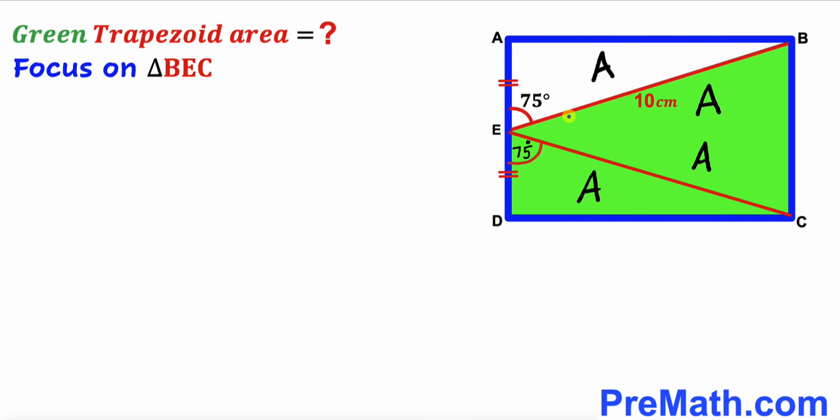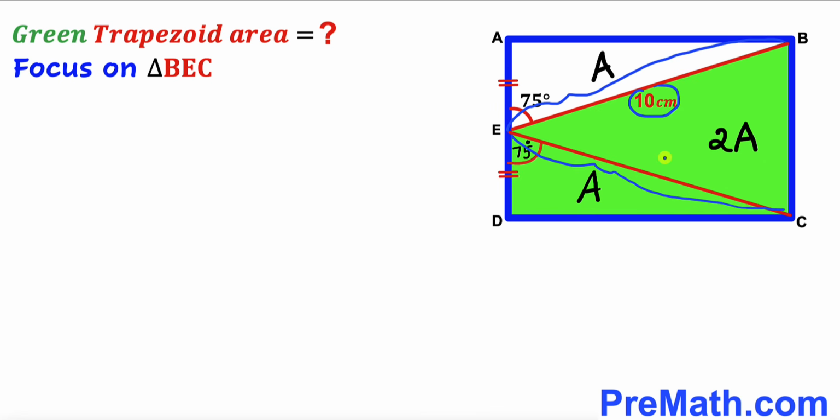And now we are going to focus on this triangle BEC. We can see its area is going to be A plus A, which makes 2 times uppercase A. So the area of this triangle BEC is 2 times uppercase A. And furthermore, if this segment EB length is 10 centimeters, then this segment EC length has got to be 10 centimeters as well by the definition of symmetry.